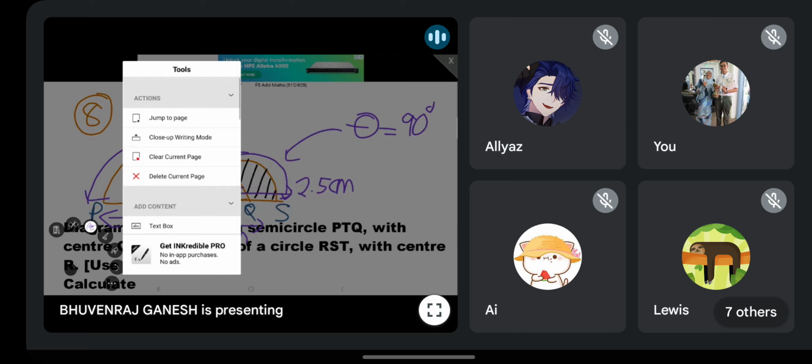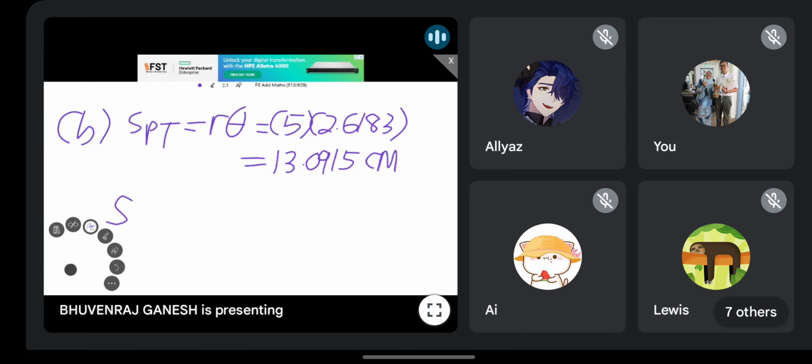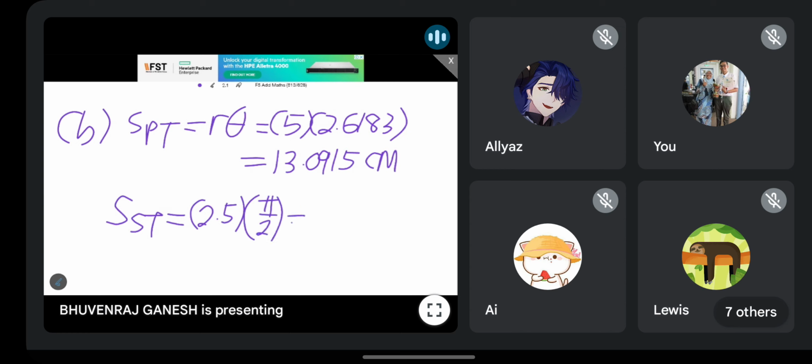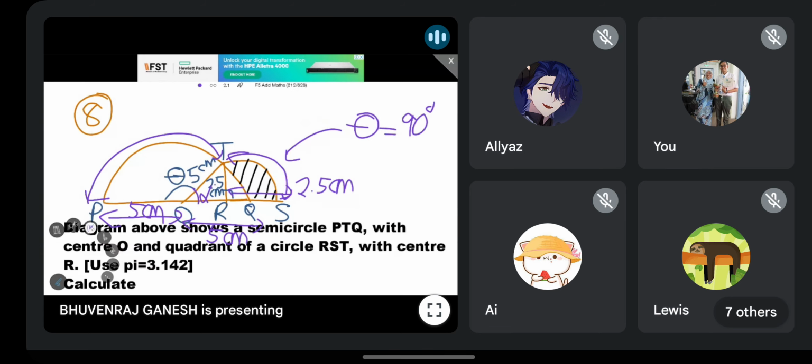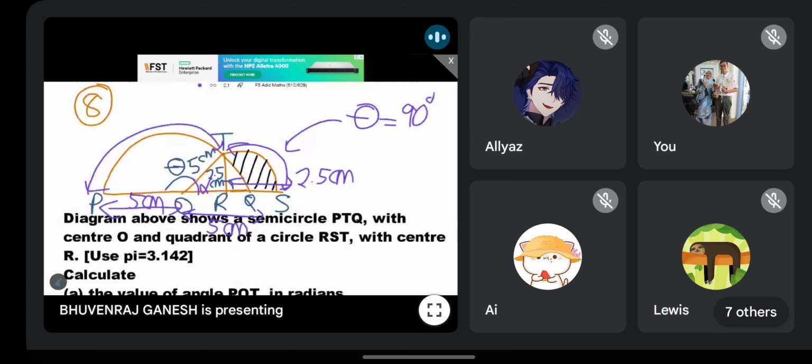So, 90 degree, you must convert to radian. You should get pi over 2. So, S is equal to 2.5 times pi over 2. So, jawapan kamu, you will get 3.927 centimeter. Okay? And then, you just need to add up all the values only. Kamu kena tambah semua nilai kat sini.